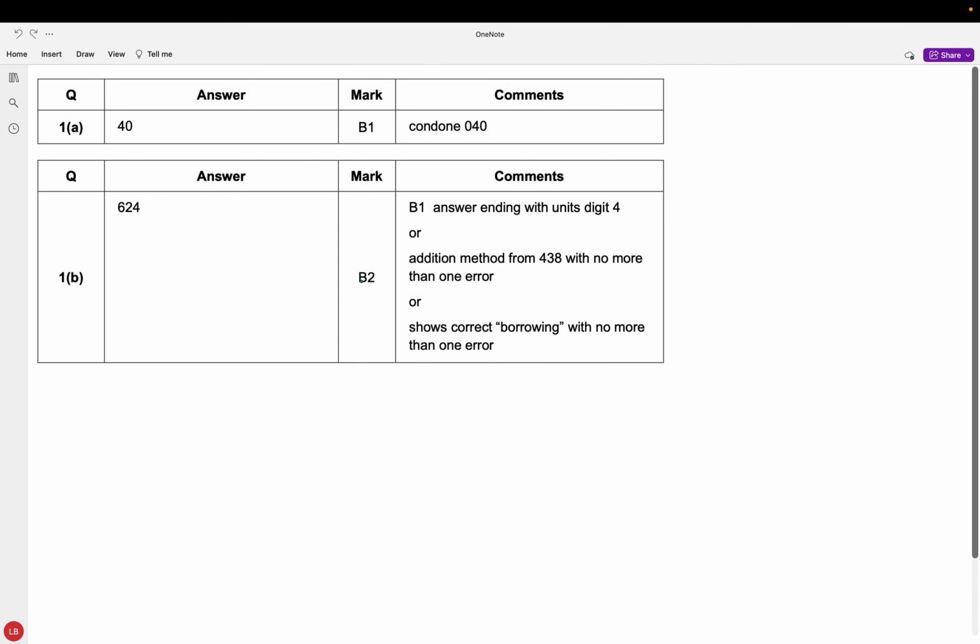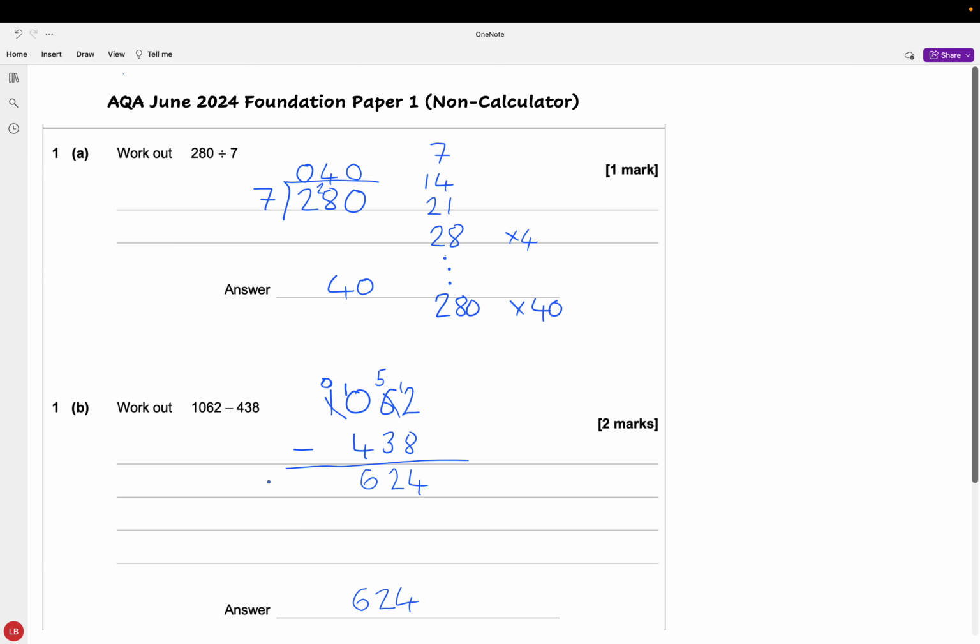And on the second one, 624. This is worth 2 marks. You'll see these are worth B marks. B marks just mean you're going to get that mark even if you haven't written any method down, or even if you've written a dodgy method down. You're still going to get this mark if you've got an answer ending with the units digit 4. So you would have got 1 mark on this question for any number here, as long as your units number was a 4. But to get the full 2 marks, you needed 624.